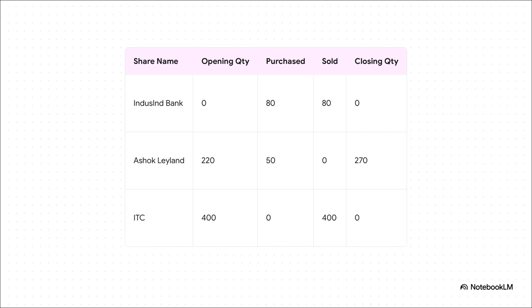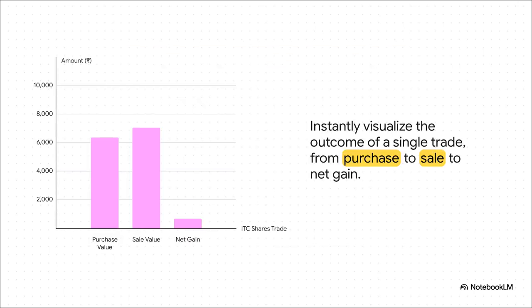You can see your opening quantity, what you bought, what you sold, and what you're left with for every single stock. Instant clarity. We can also zoom right in on a single trade. This simple bar chart tells the whole story of our ITC shares at a glance. You can see what we paid, what we sold it for, and right there at the end, the net gain. It's just a super simple visual way to see the result of an investment.